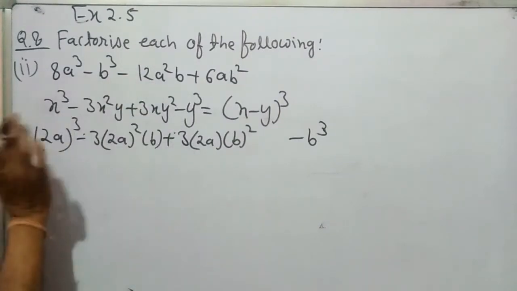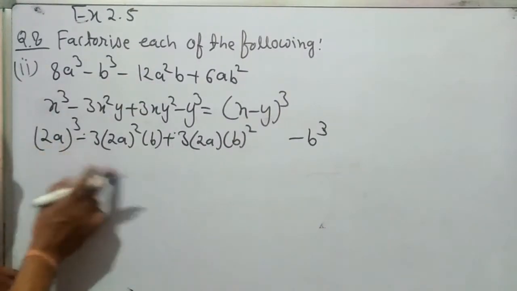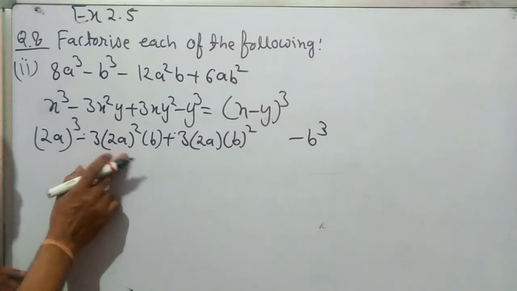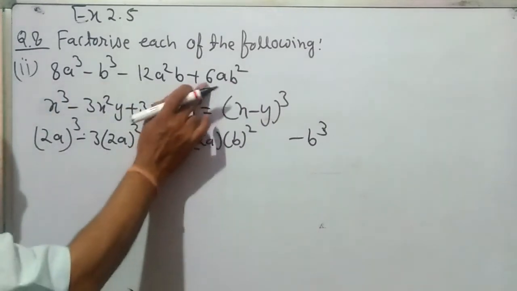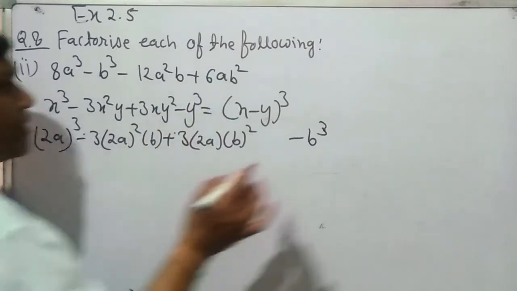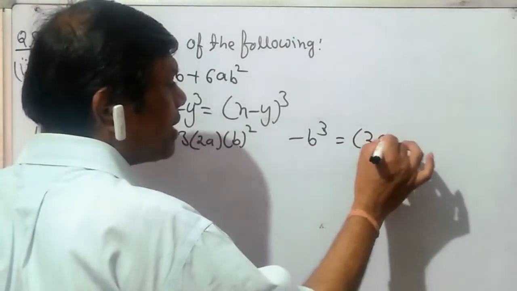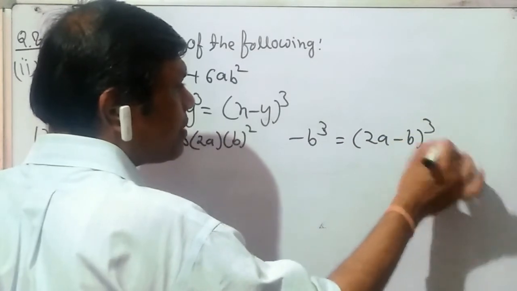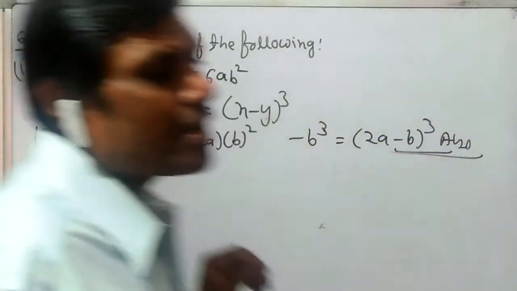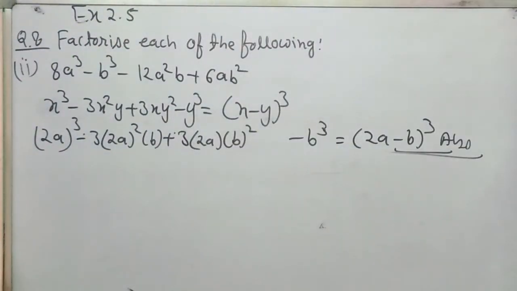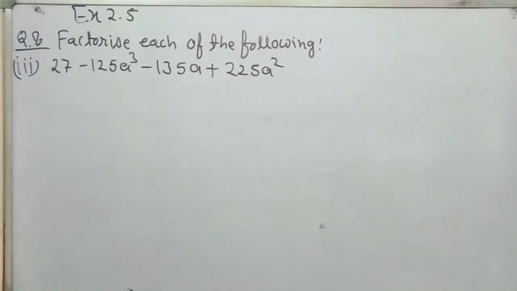If these are also matching, we are on the right track. Is that 4 into 3, 12 a square b with negative sign? That's 6 ab square with positive sign. So this can be written as twice a minus b whole cube. The parts are the same. The only difference was, the first one was the cube of sums. The second one is the cube of differences.